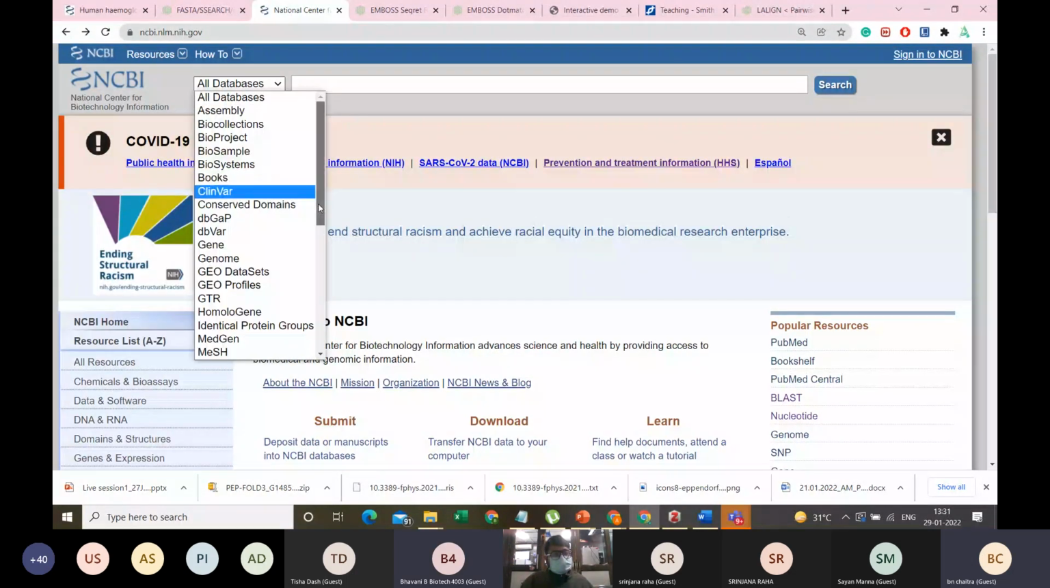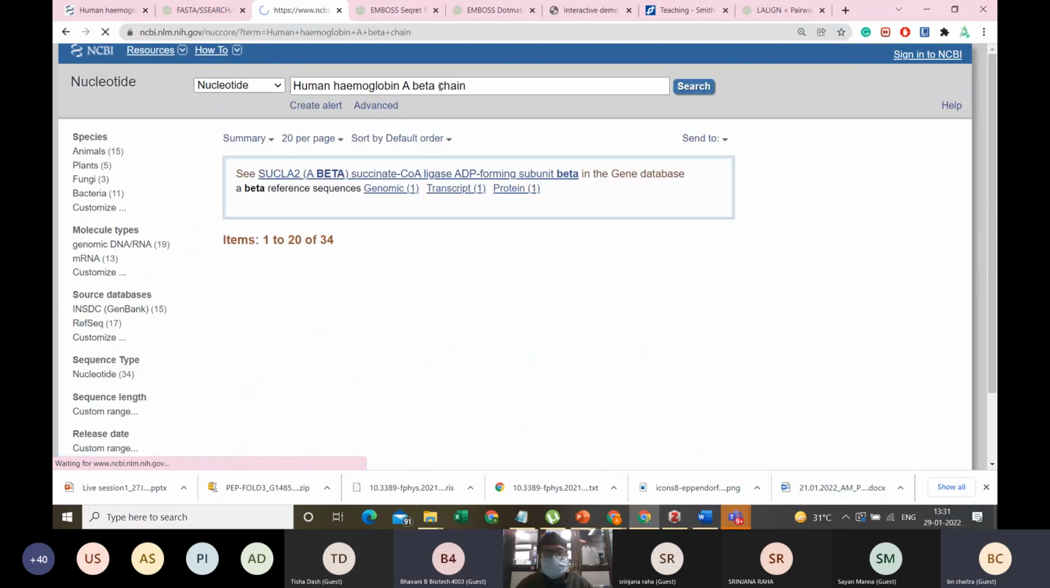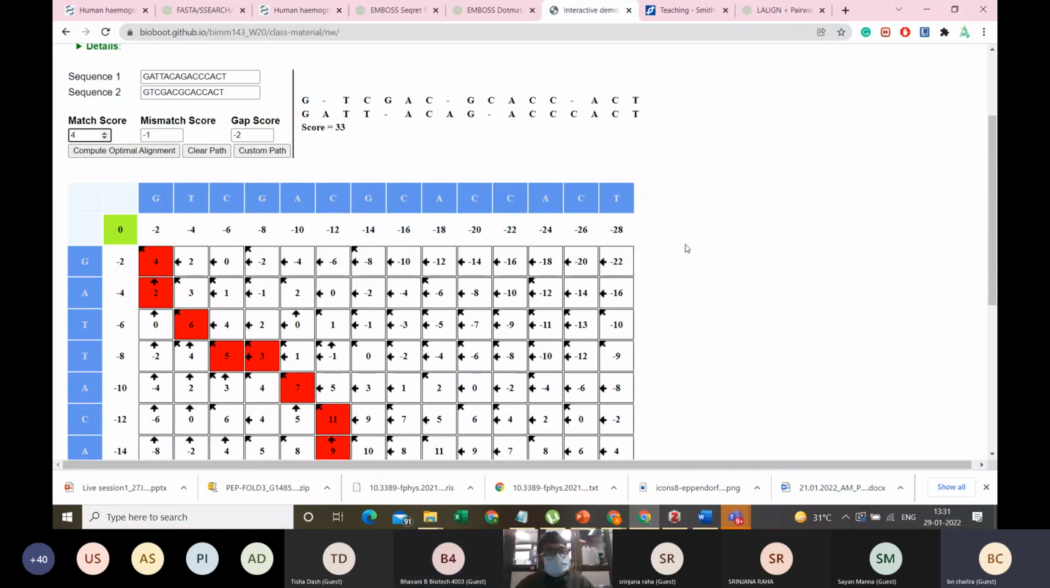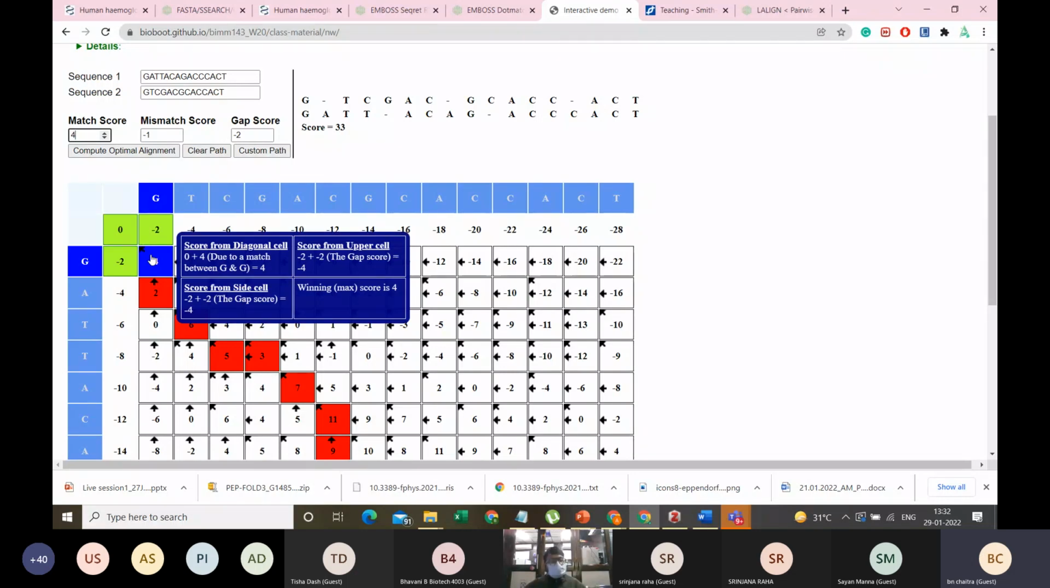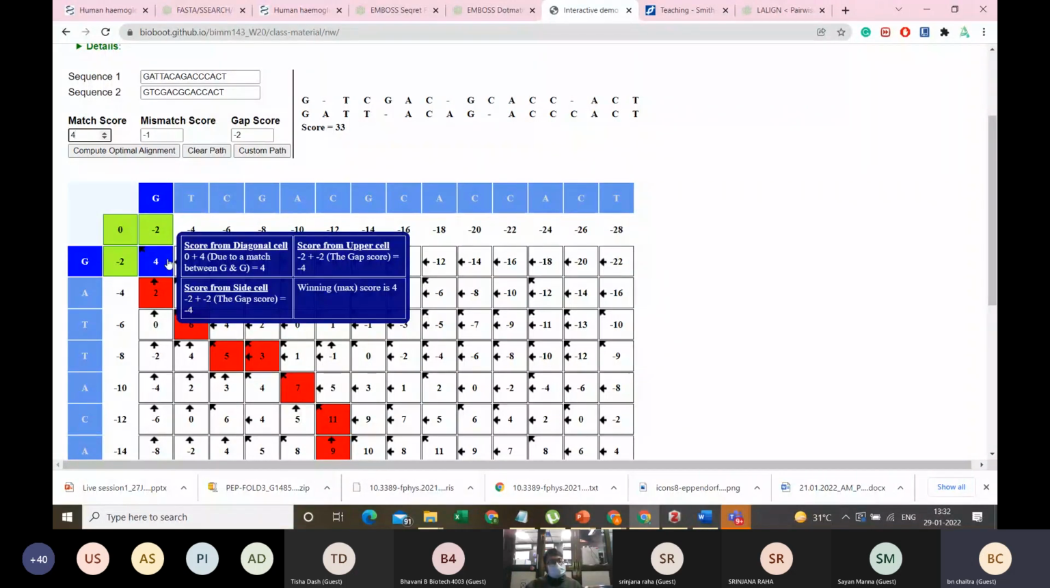Sir, in Needleman-Wunsch, the score which we have calculated, what is the logic behind it? The logic is that the match score is +4, the mismatch score is -1, and the gap score is -2. If you go to this website, it will show why it has given +4, because it is a match between G and G, and here nothing is there. So 4 plus 0, it is 4.